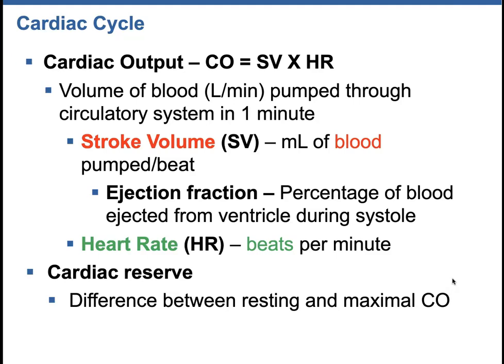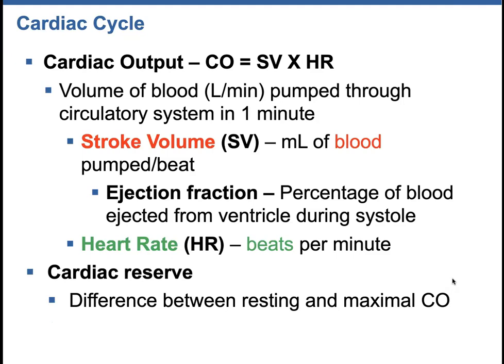So cardiac output is equal to the stroke volume times the heart rate. This pretty much means how much blood is going to be circulating throughout the body and then returning back to the heart per minute. Stroke volume is the milliliters of blood that are pumped every time the heart beats. And then the ejection fraction is the percentage of the blood that's ejected from the ventricle during systole.